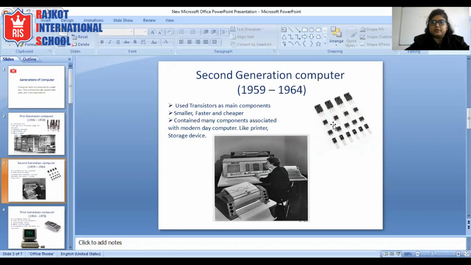This generation of computer contains many components like printer and storage devices. Here you can see the picture of second generation computer so that you can come to know they are using keyboard and printer.